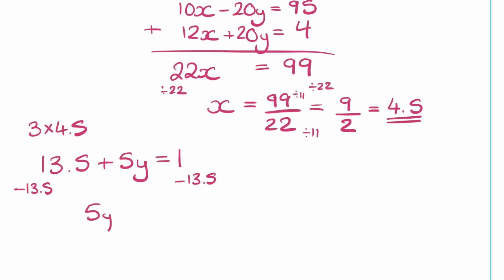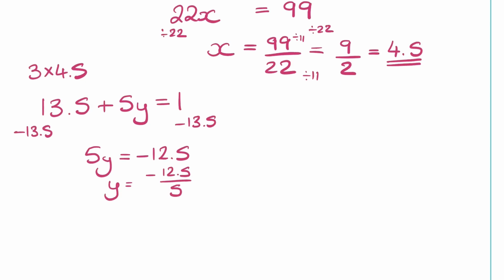So 5y is equal to 1 take away 13.5, which is minus 12.5, and I've got to divide by 5. So minus 12.5 divided by 5. Not particularly nice at all. I've got to think of a way to make this a bit easier for myself. What could I do? I could maybe times the top and bottom by 2. I've got to simplify it though. It doesn't divide very nicely at all. Let's see if I can simplify it.